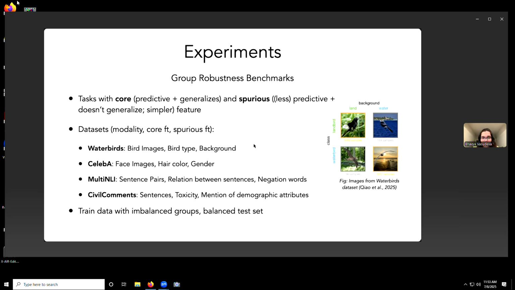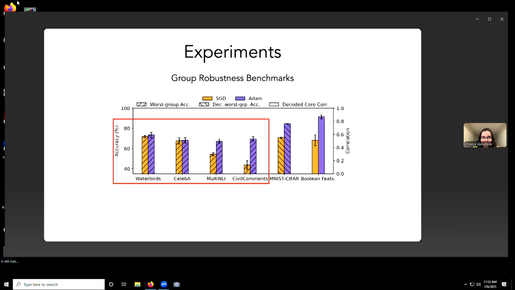So these types of datasets have imbalanced groups in the train set, but the test set usually has balanced groups. And then we consider four such datasets and evaluate the worst group test accuracy. So we find that in terms of the worst group test accuracy, training with Adam leads to much better performance as compared to SGD.